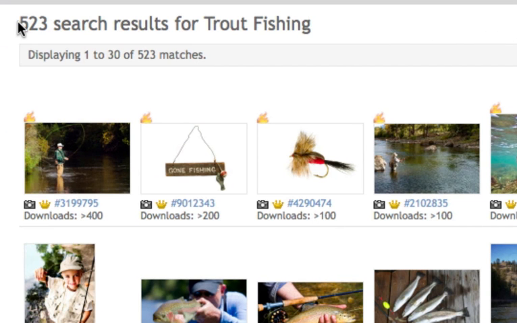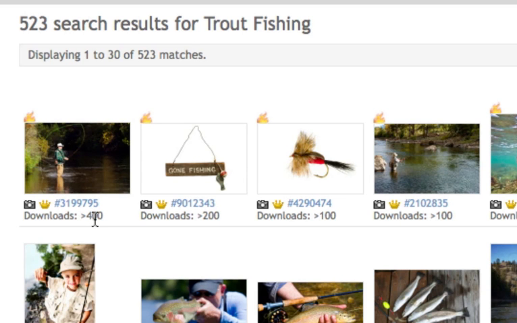What you see here is 523 search results for trout fishing. That means there are 523 images in iStockphoto tagged for trout fishing. This also means that the supply is 523 images for trout fishing. Obviously, right? And here you can see that the number of downloads for the most downloaded image tagged for trout fishing is more than 400. The second one is 200, the third one is 100, and then the number of images on 100 downloads.